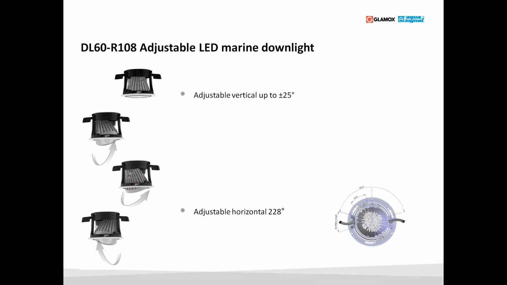So when you're talking about the R108 adjustable, you see we have a combination here. We can adjust it vertically, 25 degrees angle, plus minus. But we also have the option to adjust it horizontally. And that's not so many in the market that can do that. So that means you can first adjust it, and then you can move the light distribution where you want to have it on the floor without trying to adjust the whole downlight.